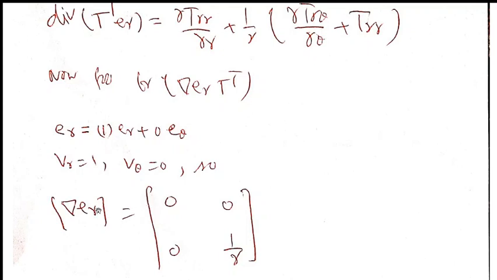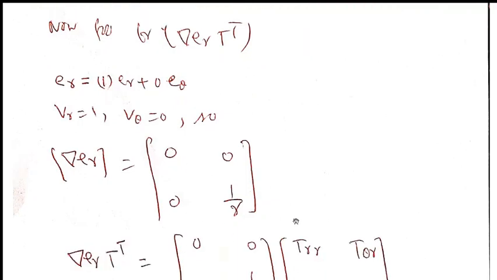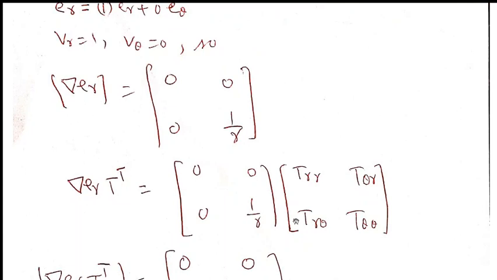Here v is er, and vr is this and v theta is 0. Use this in your general result of the gradient of vector v. You can write this thing. Now what is the transpose? Transpose is simple. Now you have to calculate the product. Here this is del er, the gradient of er, and this is the transpose.